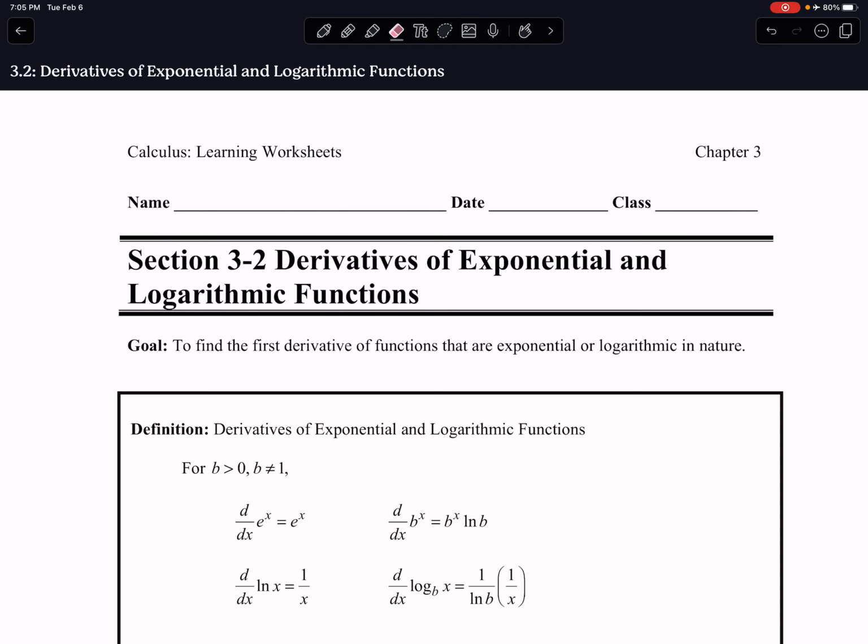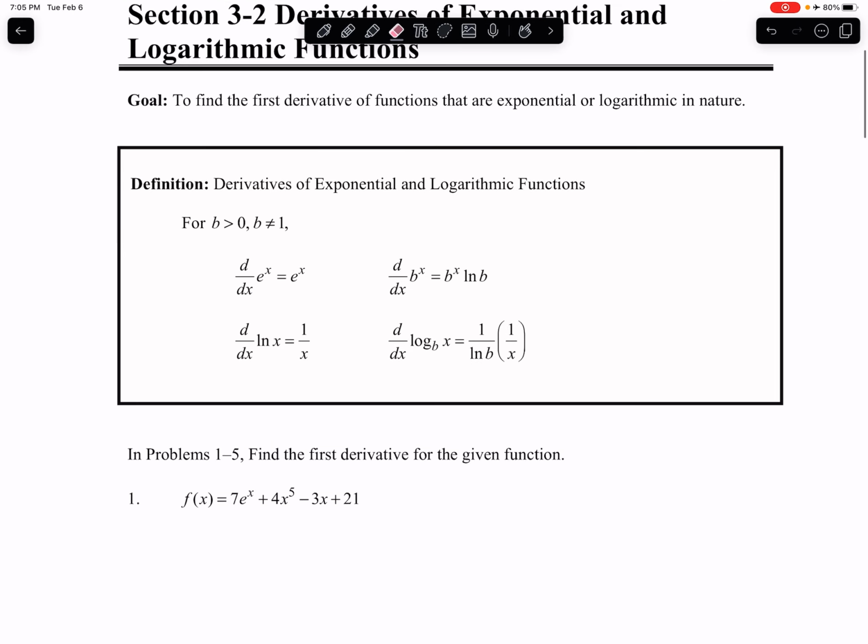Welcome to section 3.2, derivatives of exponential and logarithmic functions. Our goal today is to find the first derivative of functions that are exponential or logarithmic in nature. We're going to look at the definition of derivatives of exponential and logarithmic functions first.